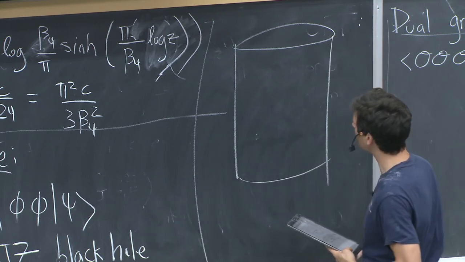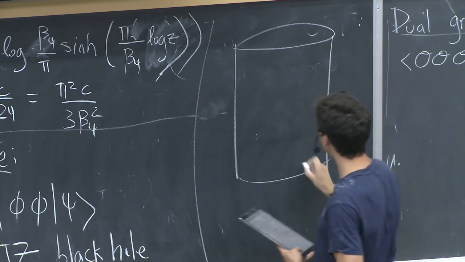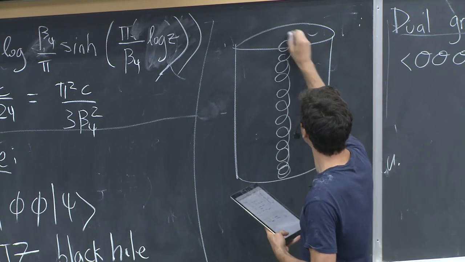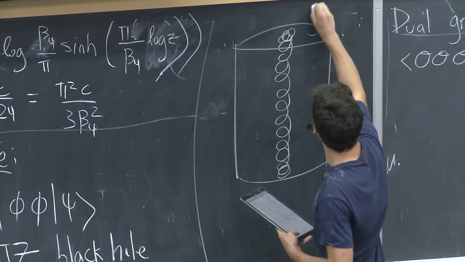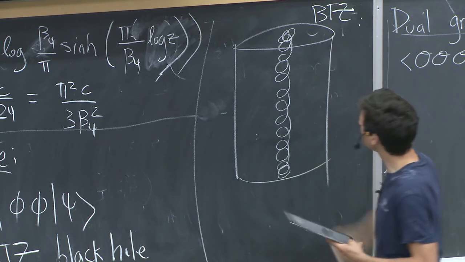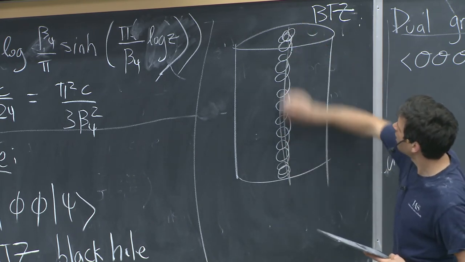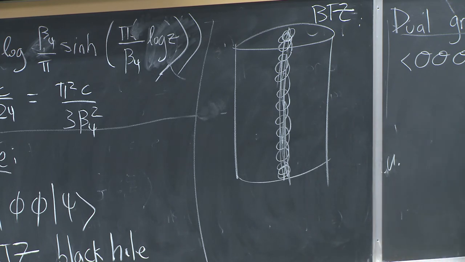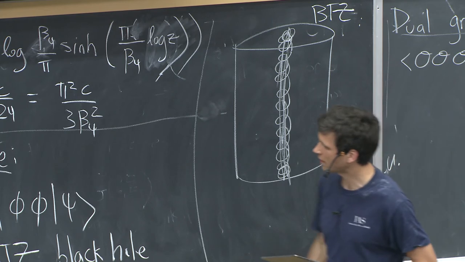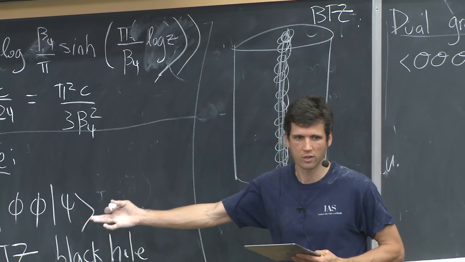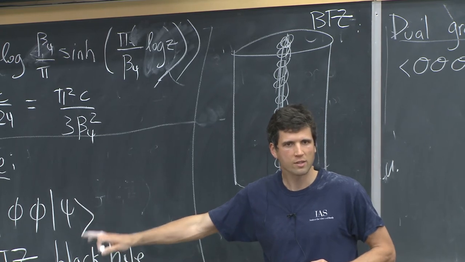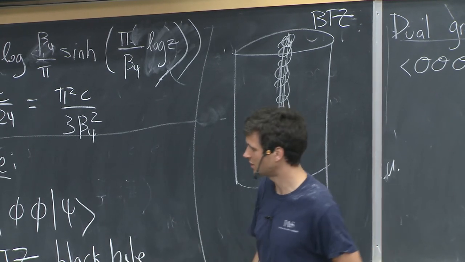If we set up our operators in such a way that the heavy operators are inserted at 0 and infinity, so this is really just the expectation value in the BTZ geometry, then the picture here is that you have a BTZ black hole sitting at the middle of anti-de Sitter, and then you want to calculate some probe two-point function in that background.